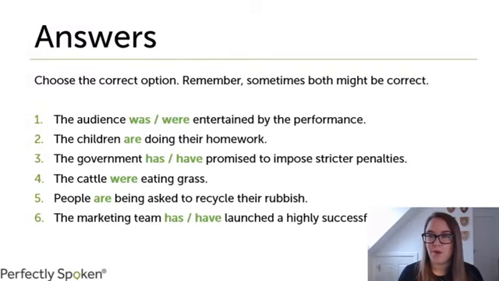Okay, how did you find that? Well, I think it's time to check our answers together. So, number 1, audience can take either singular or plural. So the audience was entertained or the audience were entertained. But number 2, children are always plural. Number 3, the government can take either has or have. But number 4, cattle always takes the plural. The cattle were eating grass.